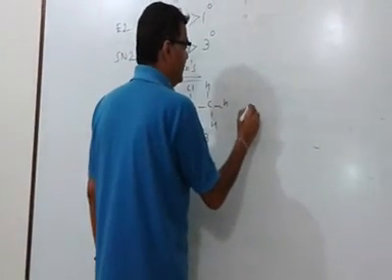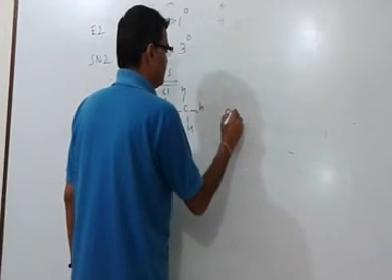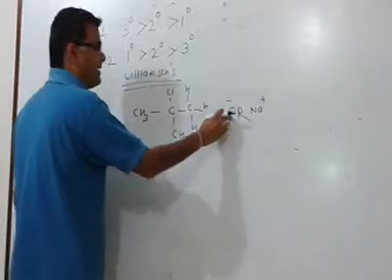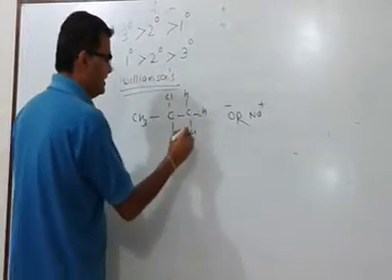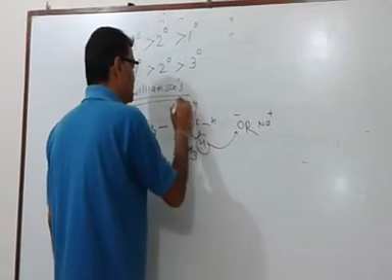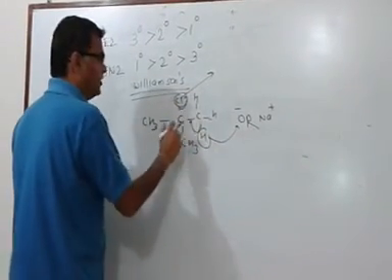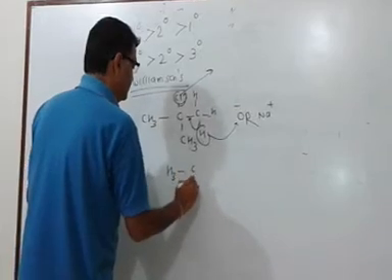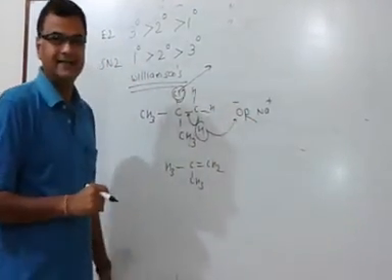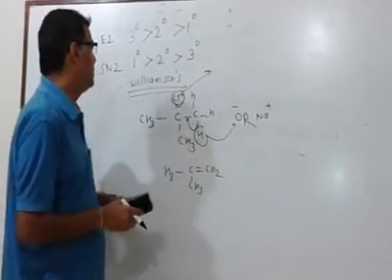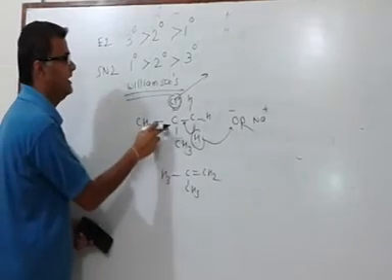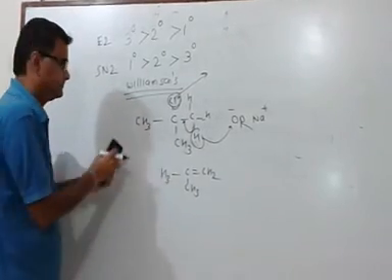When you take RONa, this OR minus is an extremely strong base. It will extract hydrogen, which will force Cl to leave, and what we will get is an alkene, and we will not get an ether. This is a classic example of how E2 beats SN2 if the alkyl halide is tertiary.